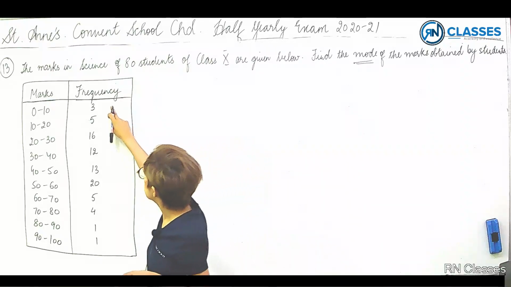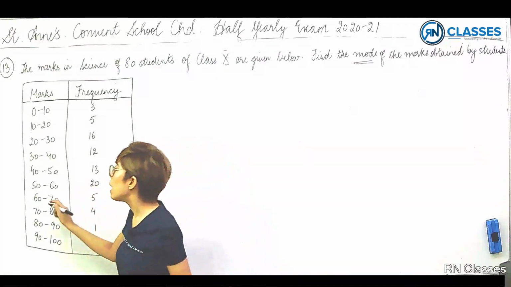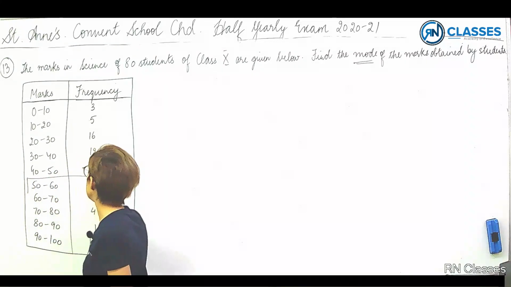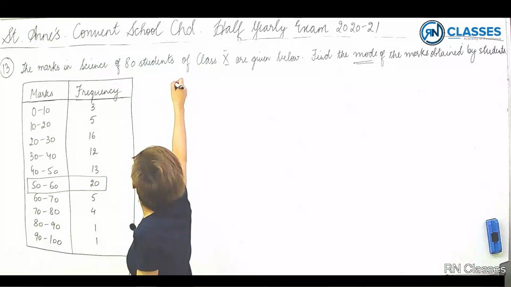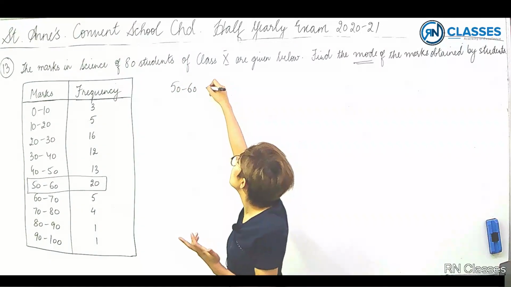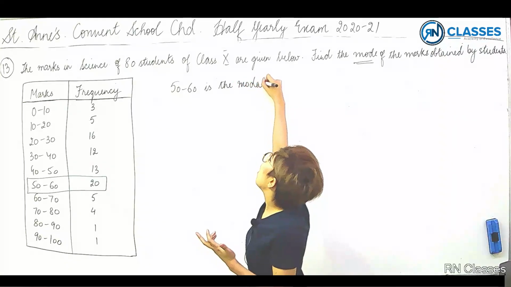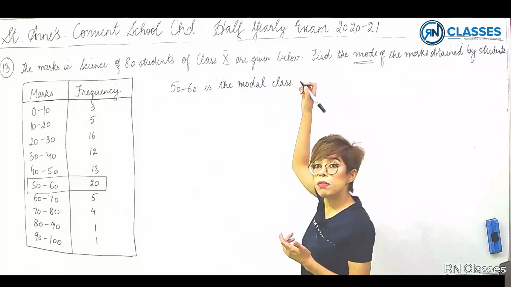So let's check. 20, right? Maximum frequency is 20. So that means 50 to 60 will be my modal class. And perhaps you need to write it because it is kind of subjective. So 50 to 60 is the modal class. Alright, so mode, we know the formula.